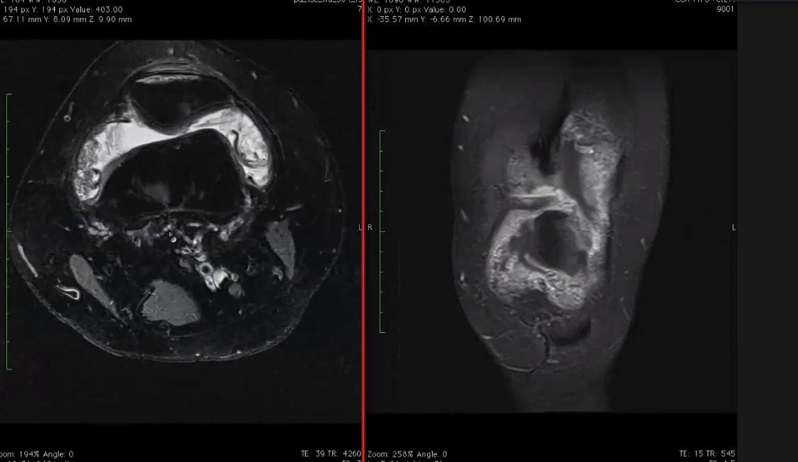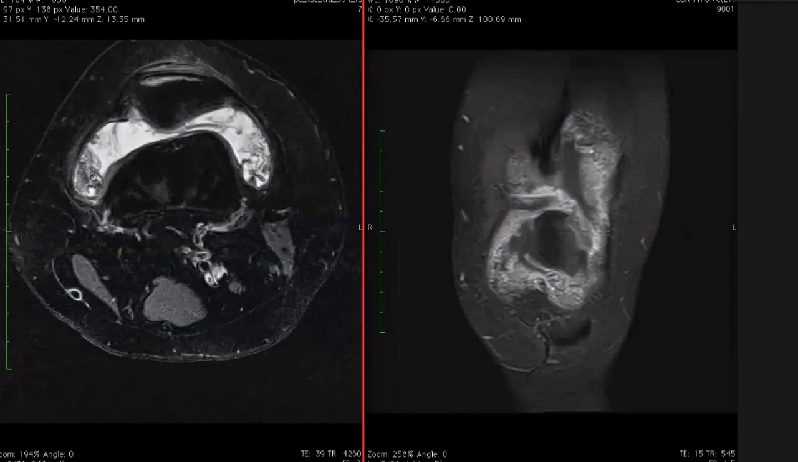But again, this patient had it. It was okay, and then this is the last scan, where you are still seeing some recurrence of those lesions.